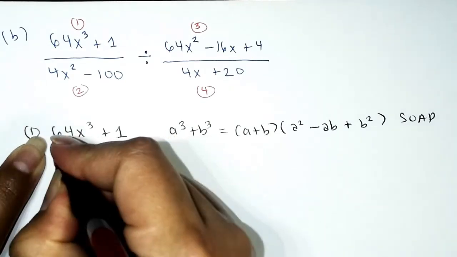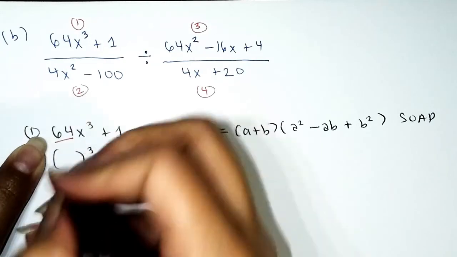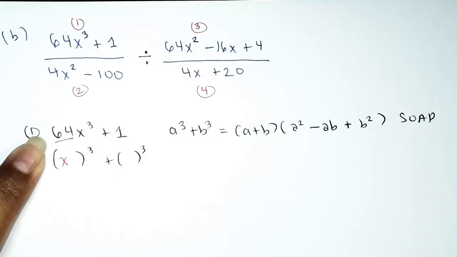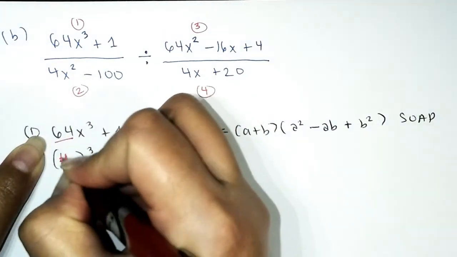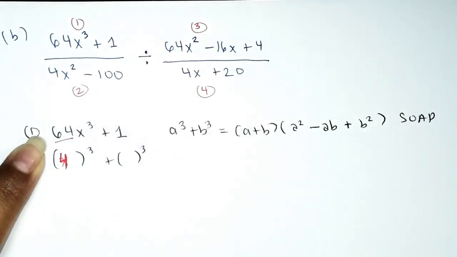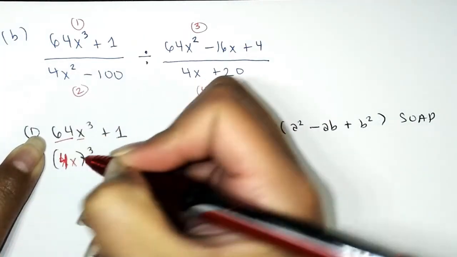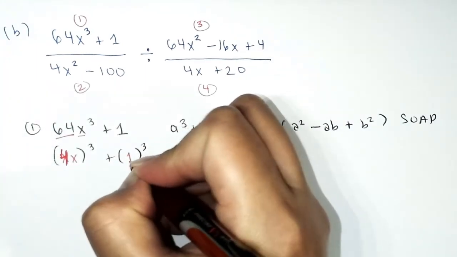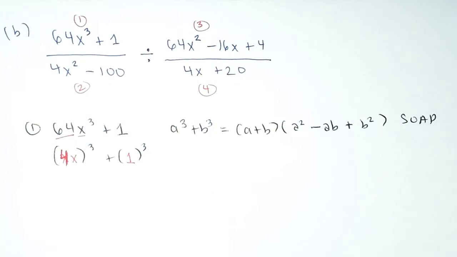So that means that 64 is a perfect cube because it's the cube of 4. I should have counted my fingers. Okay, x cubed is a perfect cube because it's the cube of x. So altogether 64x cubed is a perfect cube because it's the cube of 4x. 1, is that a perfect cube? Yeah, and it's also a perfect square, but for our purpose we want to aim for cubes. 1 is a perfect cube because it's the cube of 1.